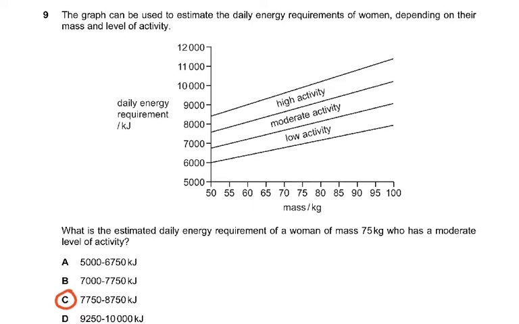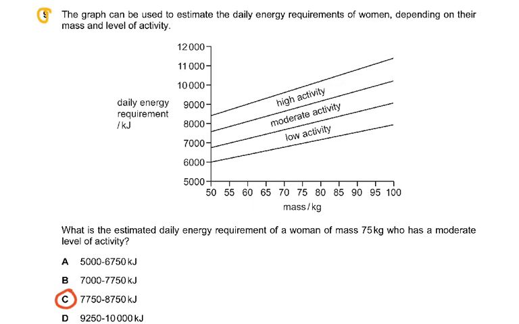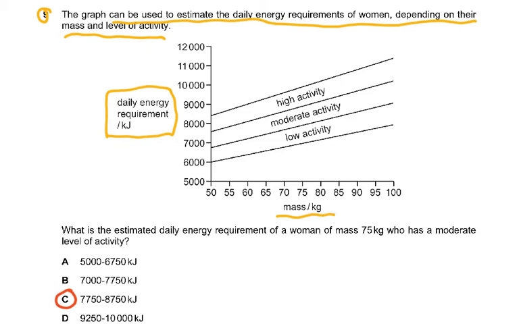So that if you drink milk and the calcium is absorbed, it has to be in the presence of vitamin D. Then coming on to question number 9, the graph can be used to estimate the daily energy requirements of women depending on their mass and level of activity. So daily energy requirement in kilojoules and mass in kg. Now, what is the estimated daily energy requirement of a woman of mass 75 kg?